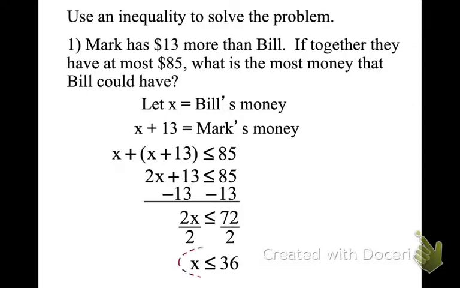Now, if x is 36, then remember that's Bill's money. And now we've got to figure out Mark's money. So 36 plus 13 is 49. Now we have to add that up and see, do they have 85 or less? So 5 plus 9 is 15, carry the 1, it's 85. Check. We do have enough. That works.